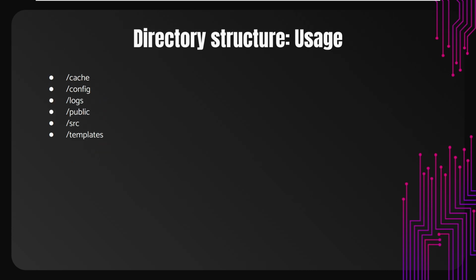For the directory structure of the usage of the framework, we will have a cache folder, so we will cache some stuff, so we don't always have to search for every class and use reflection. We will have a config.